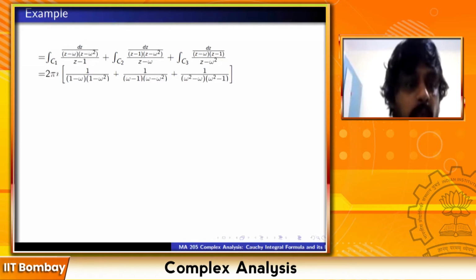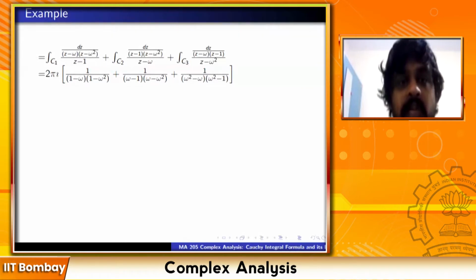And we know how to compute each of them. So this is 2 pi I times the value of the first function at z equal to 1. So 1 upon (1 minus omega) times (1 minus omega square), plus, when I am doing the second integral, I will substitute z equal to omega in the numerator. So 1 upon (omega minus 1) into (omega minus omega square), plus, I will substitute z equal to omega square in the numerator of the third integrand. So 1 upon (omega square minus omega) into (omega square minus 1).